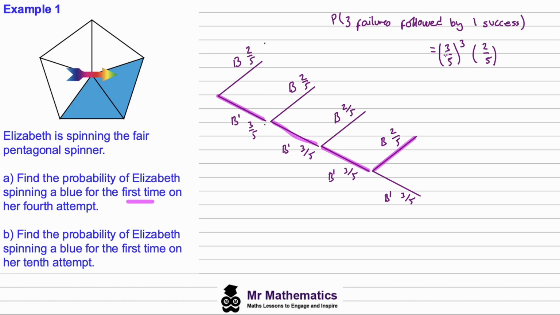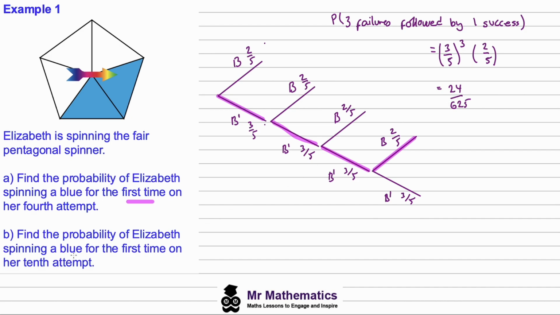Then we can work this out on a calculator. 3/5 cubed times 2/5, and this will give us 24 over 625. So this is the probability of getting the first blue on the fourth attempt.